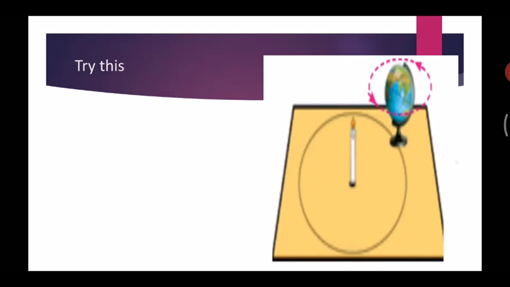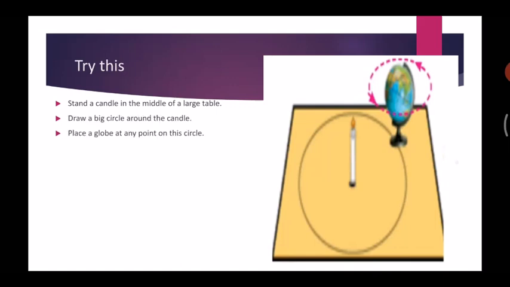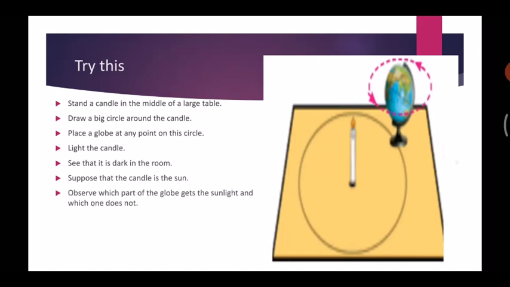Now let's try another activity. Stand a candle in the middle of a table. Draw a big circle around the candle. Place a globe at any point on this circle. Light the candle. See that it is dark in the room. Suppose that the candle is the sun. Observe which part of the globe gets the sunlight and which does not.